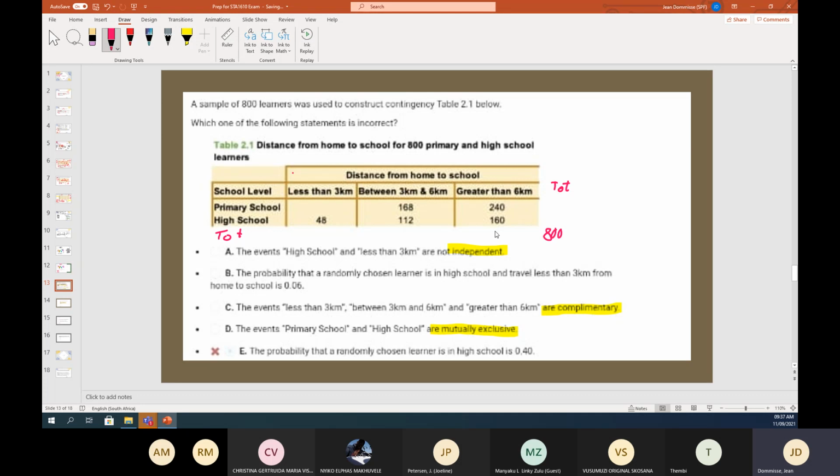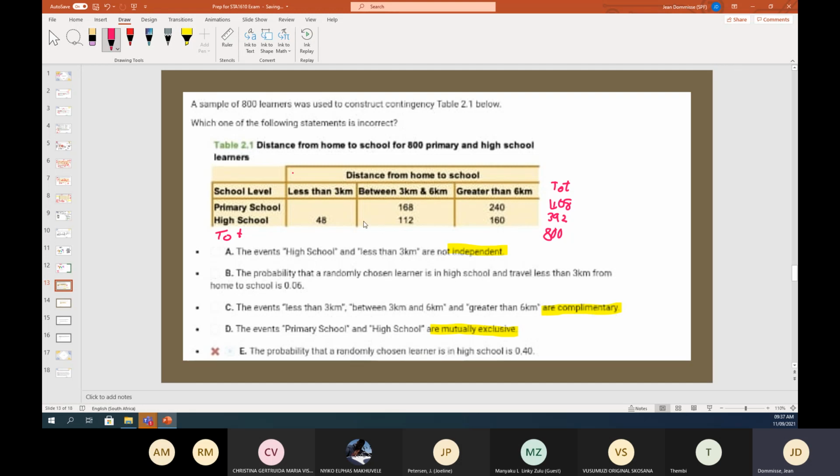So first, 168 plus 240. So that one is 408. Okay, so that will be 392. So let's just check. 160 plus 112 plus 48.